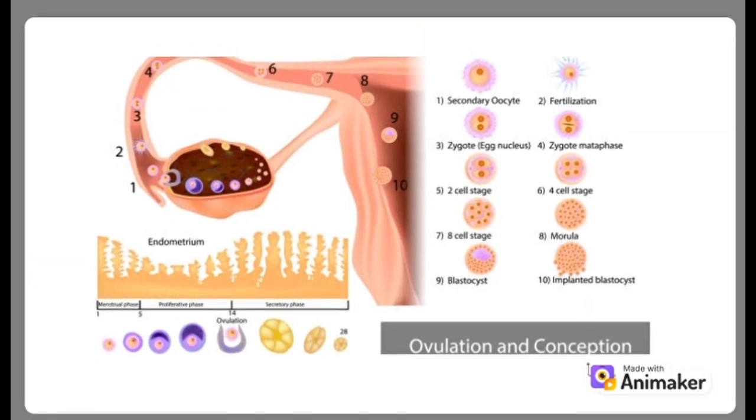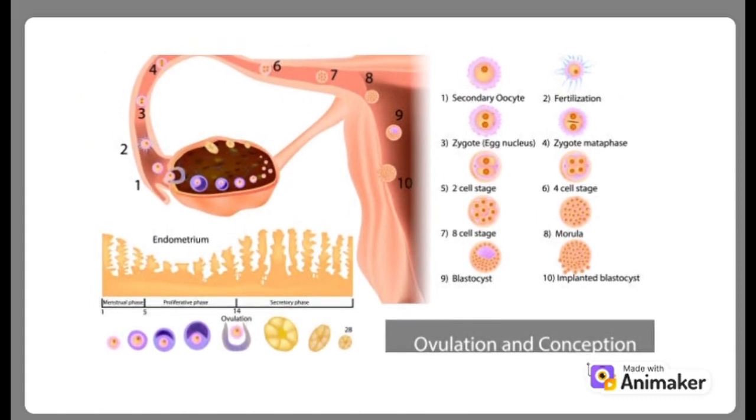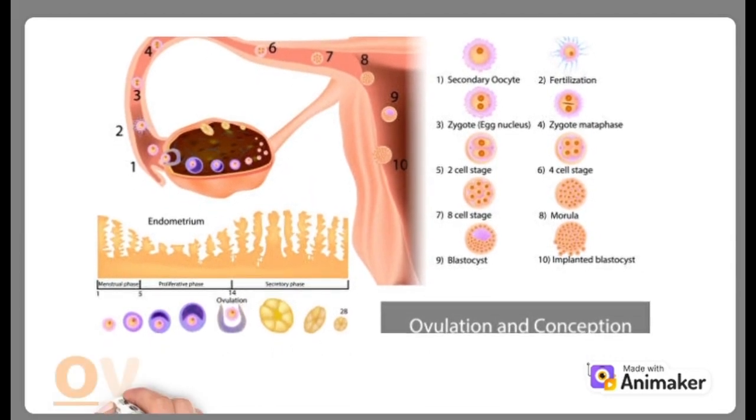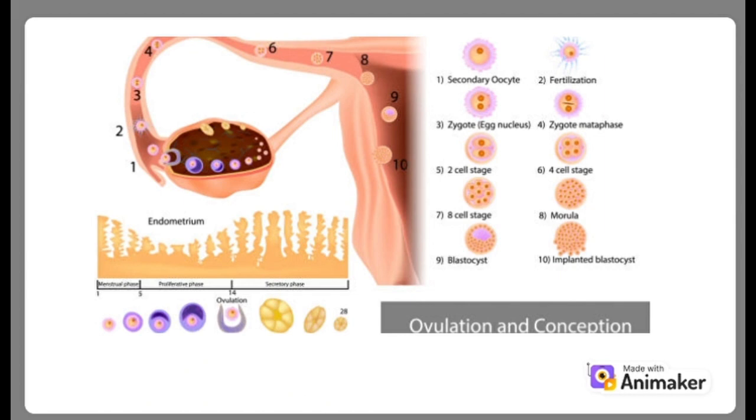Around the middle of the menstrual cycle, usually around day 14 in a 28-day cycle, one dominant follicle releases a mature egg. This process is known as ovulation. The egg is released from the ovary and travels into the fallopian tube, ready to be fertilized.